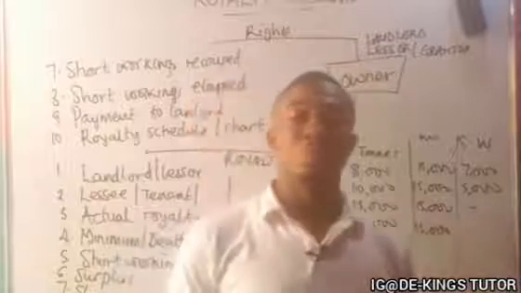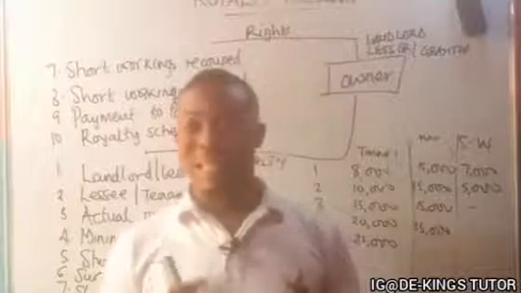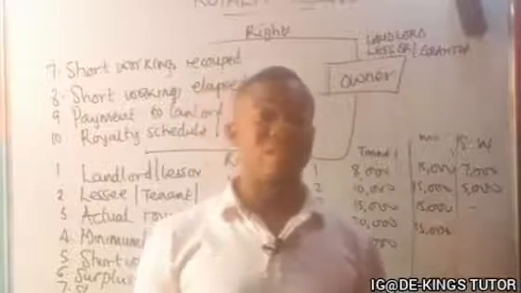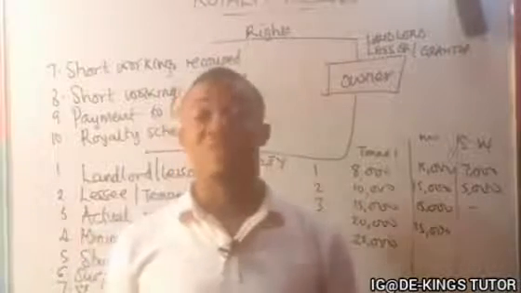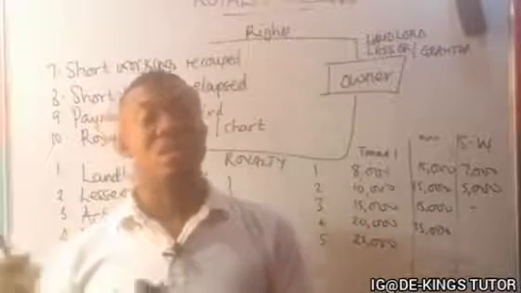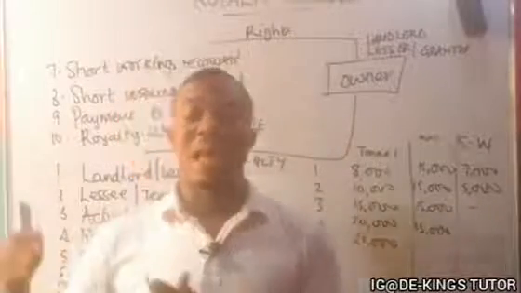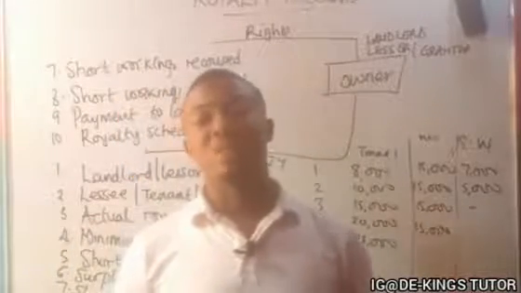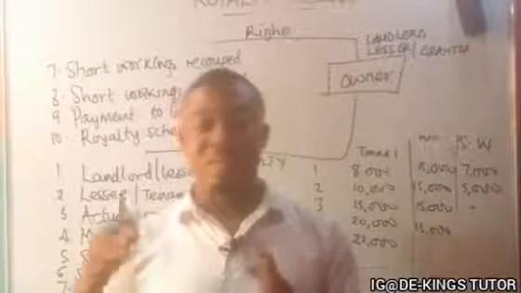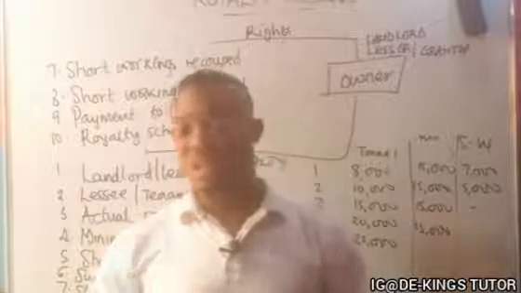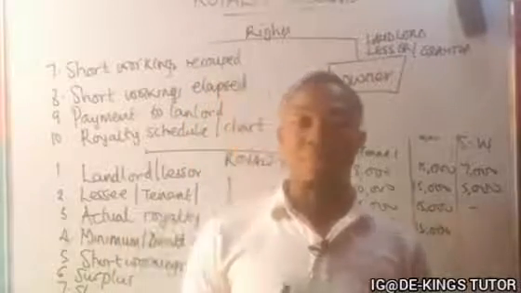The royalty is the output or sales multiplied by the naira, the currency value. Then the next column will be the minimum rent. Then the next columns are short workings, surplus, short workings recouped, short workings elapsed, and the payment to the landlord. Some other texts prepare it differently. It is not constant to what I've said now, but it is important to use this one because it comprises all of them.